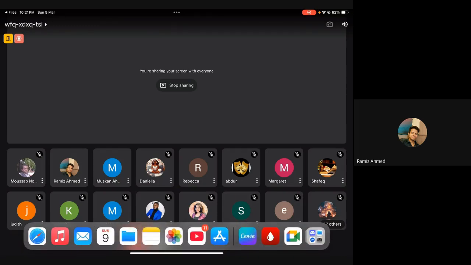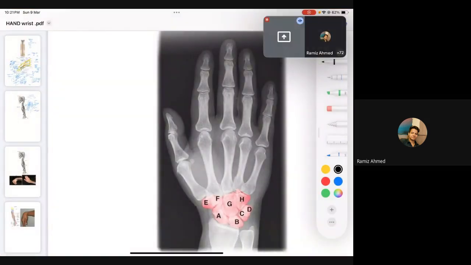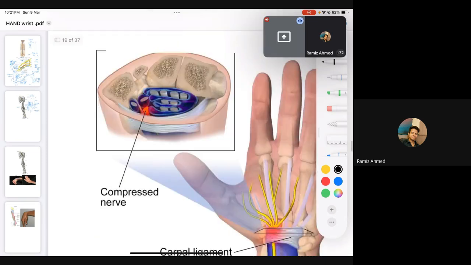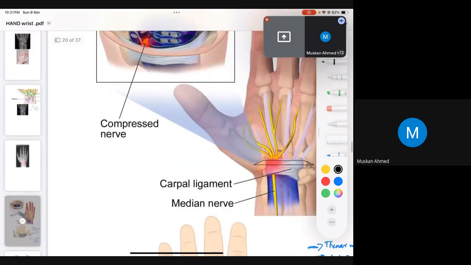And once the median nerve is compromised, can you just tell me what would happen as a result of that? We are going to discuss that in detail. Loss of the thenar eminence, loss of the sensation, loss of the function of the lateral two lumbricals, and also the loss of sensation of the lateral 3.5 fingers. Perfect. So we already know that the median nerve supplies your thenar muscles.